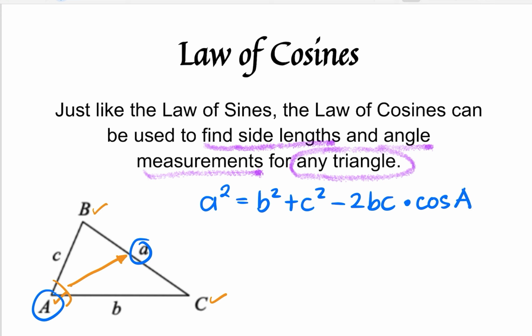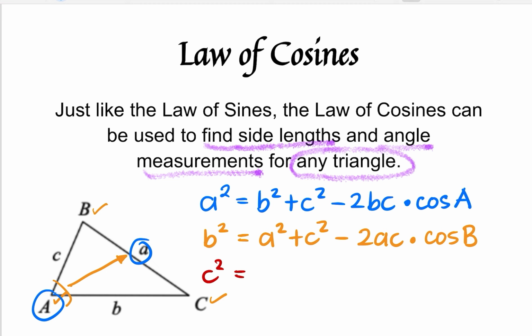If side B or angle B is missing, then we'll use this formula: b squared equals, square the other two sides, a squared plus c squared minus 2ac times cosine B. And for the last side, c squared equals b squared plus a squared, or you can switch these two, it doesn't matter, minus 2ba or ab times cosine C.